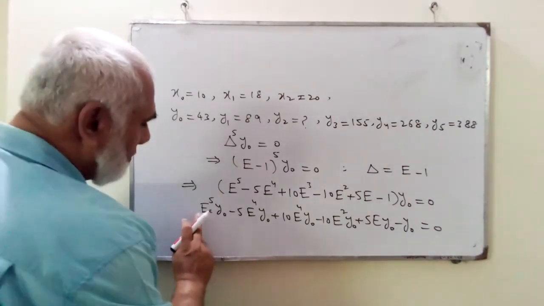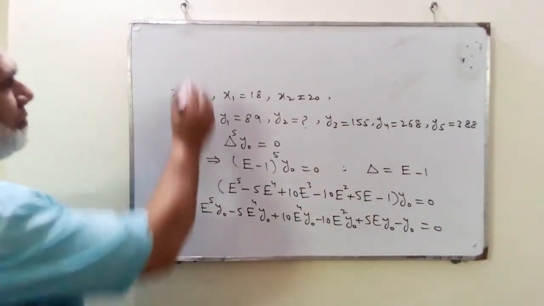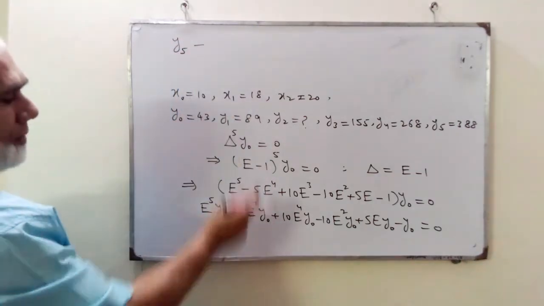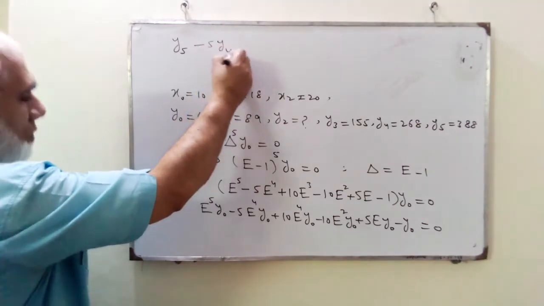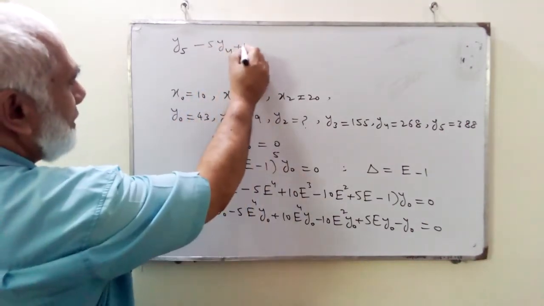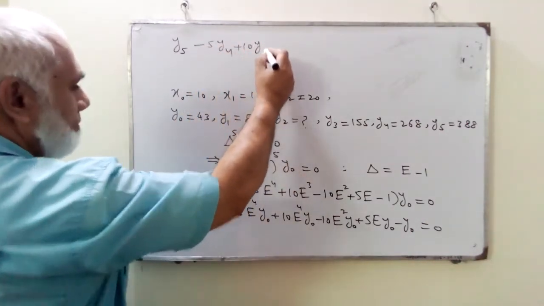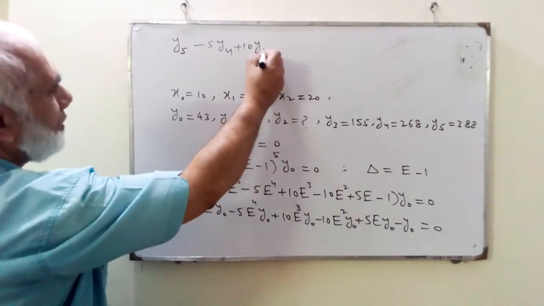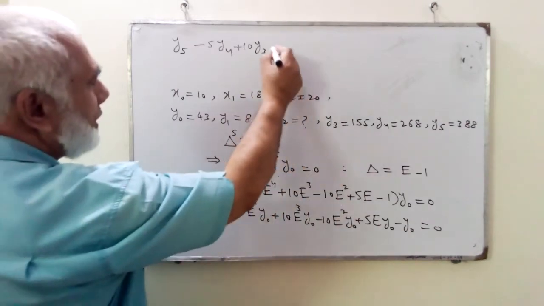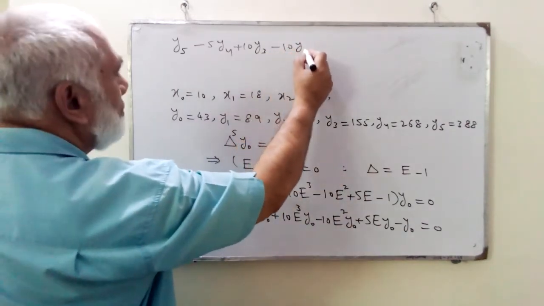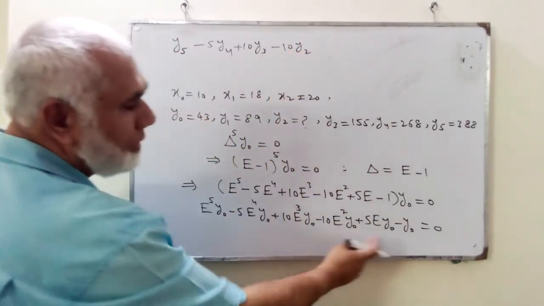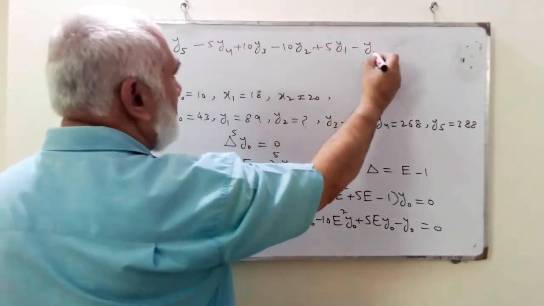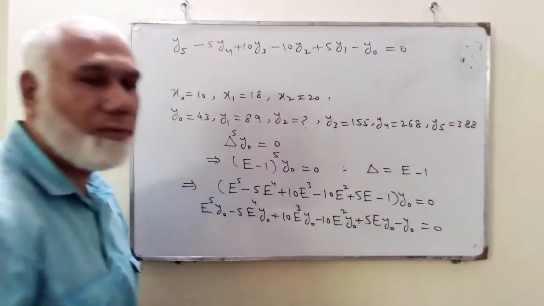Now after applying this, whenever you apply the shift operator 5 times, we get y5 here, minus 5 y4 from here, here we get plus 10 y3, then minus 10 y2 after applying it 2 times. From here we get plus 5 y1 and minus y0, and all the results are equal to 0.